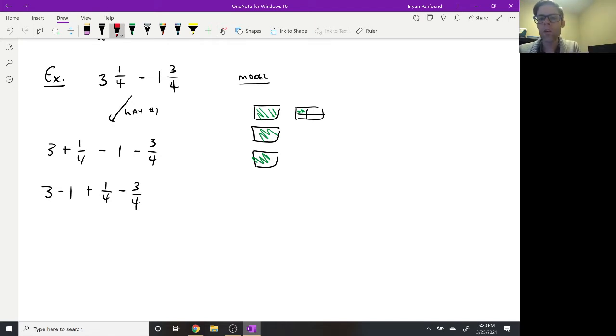Now we can take away the 1 whole relatively easily, right? I can take that away. That's fairly straightforward. However, I'm going to run into a problem because I have 1/4 and I need to take away 3/4. And right now, nothing else is in quarters. I just have that one singular quarter. So what we actually have to do here is go into one of these other wholes that we have and break it down so that we can take away the 3/4 that we need.